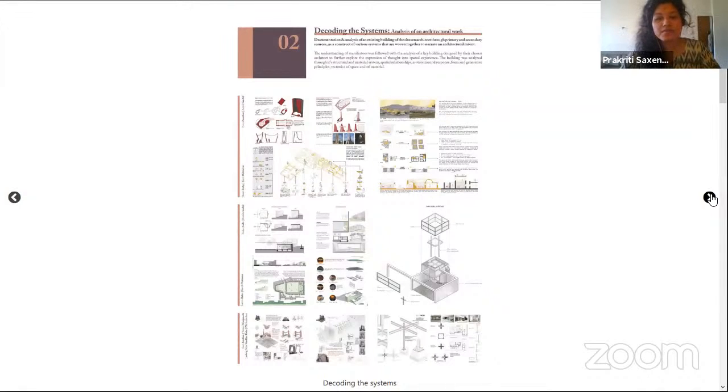And then by sort of disassembling the building, we try to disassemble the mind that went behind it and understood how the understanding of the modern period and of that era then translated into architectural design. So this was the second part of the studio.